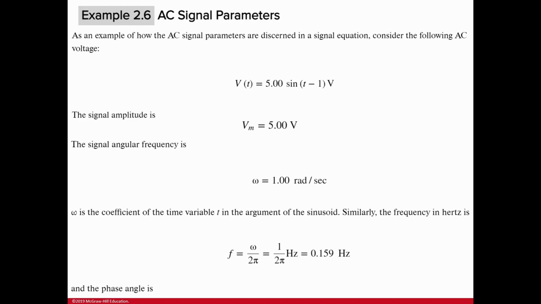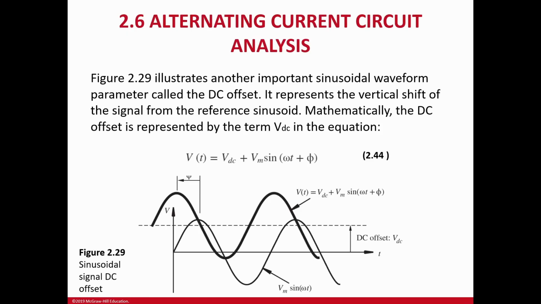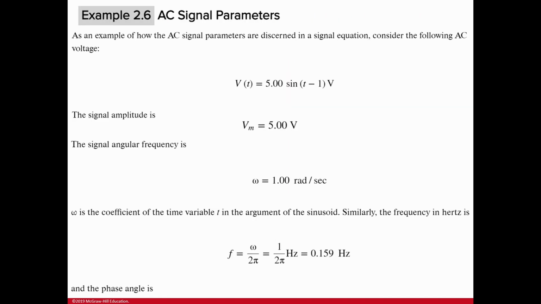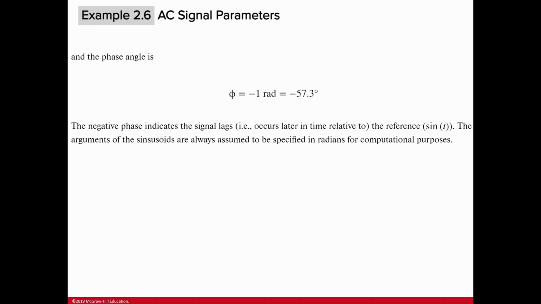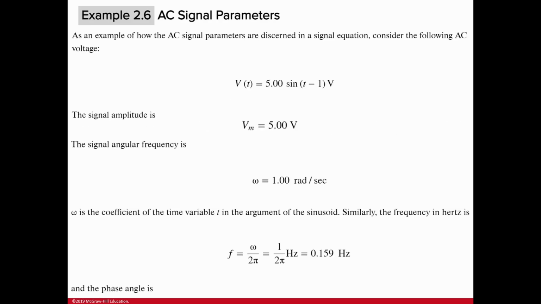Then compare this with the form omega t plus phi. Since there is a t minus 1, omega is 1 and phi is minus 1. So you get 1 radian per second. In order to calculate the frequency in hertz, you need to divide omega by 2 pi. So you can get 0.195 hertz. It's very low.